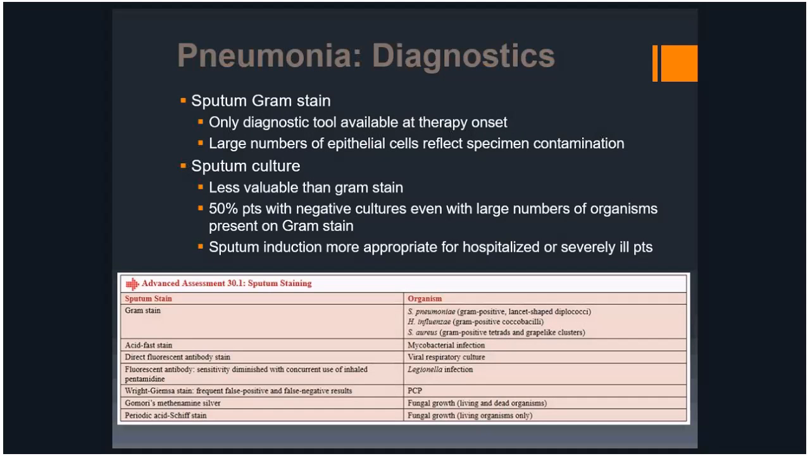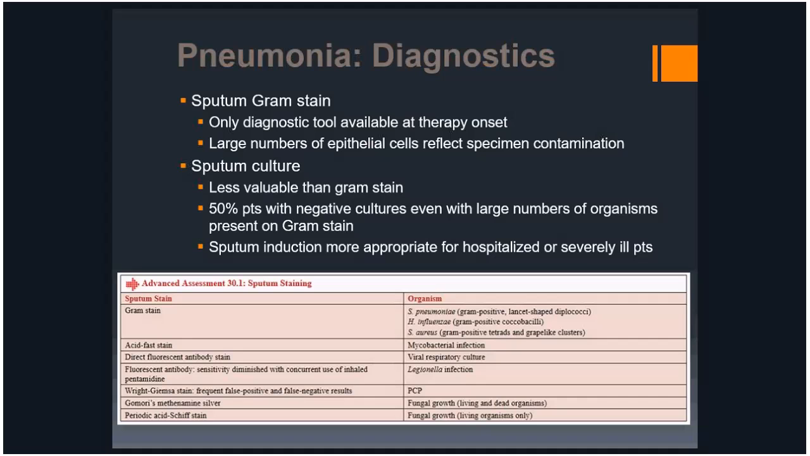Again, with diagnostics, you have your sputum gram stain, which is really the only diagnostic tool available at therapy onset when you're looking to specify the bacteria or the pathogen that you suspect is causing the pneumonia. The biggest issue with sputum gram stain is that it's often contaminated with large numbers of epithelial cells. And so, again, looking at the gram stain, knowing is this a gram-positive cocci, gram-negative, whatever. That gram stain will give you an indication about what pathogen you're treating.